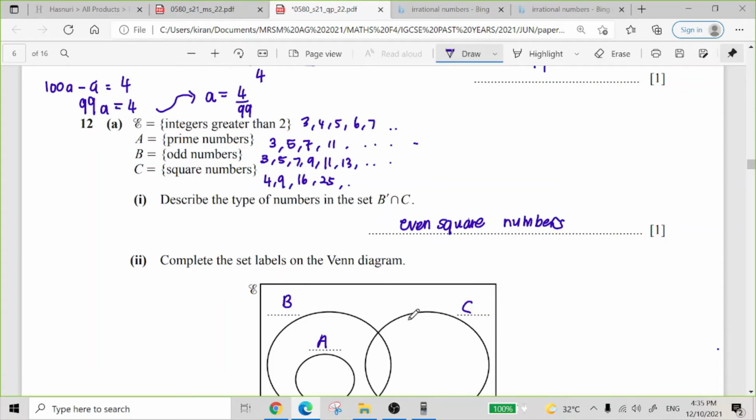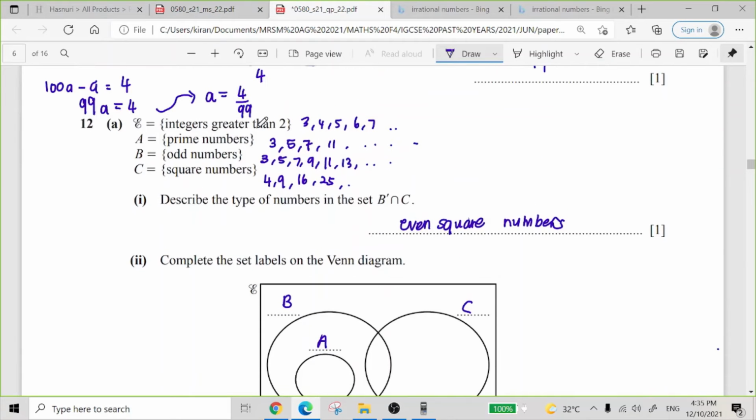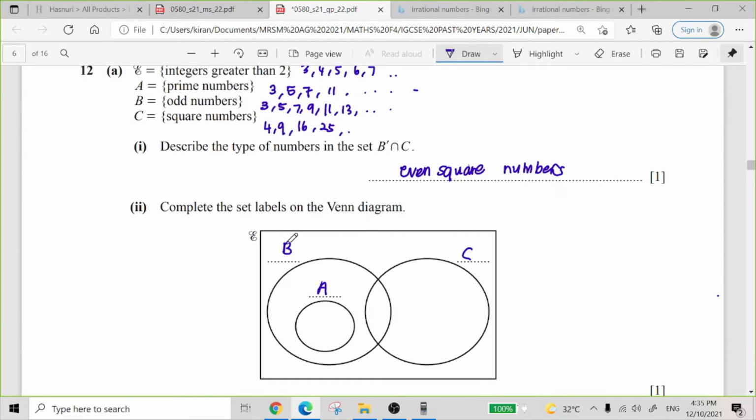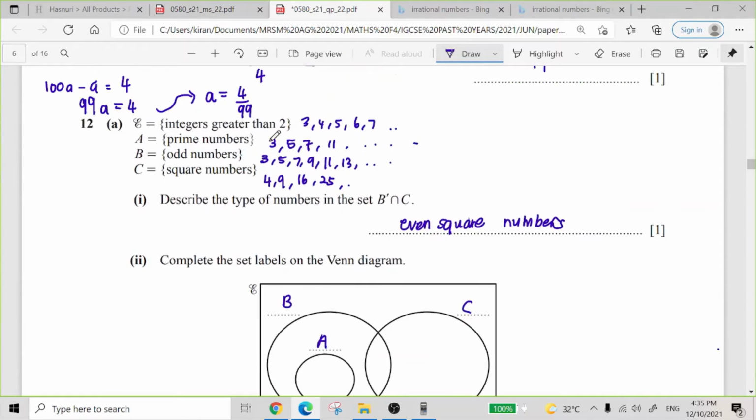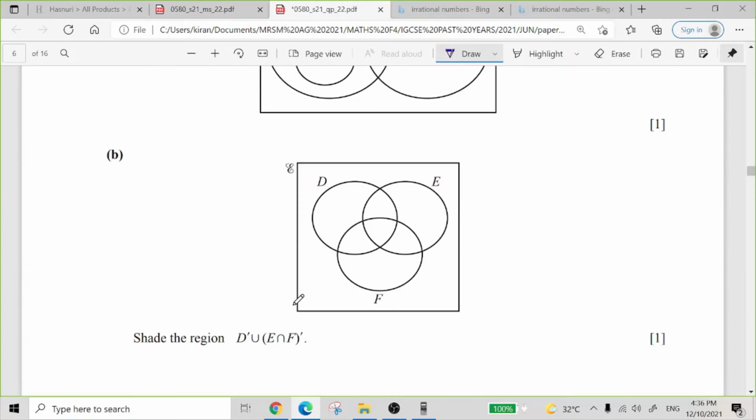Okay, not all square numbers are odd numbers, but all prime numbers for this situation, for this universal set, is actually the odd numbers. Prime number ni ada dalam odd numbers. Okay, memanglah 2 tu ialah prime numbers, tapi sebabkan kita tengok kepada universal set kat sini greater than 2, maksudnya start dengan 3, semua number prime numbers ni ada dalam odd numbers. Okay, that's question 12A. We go to question 12B.